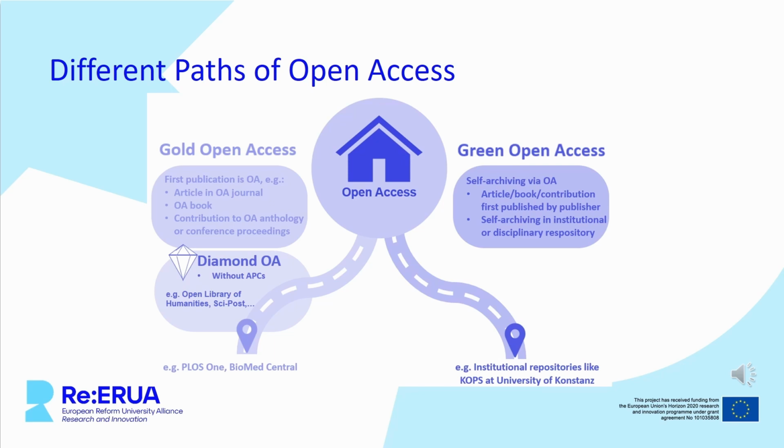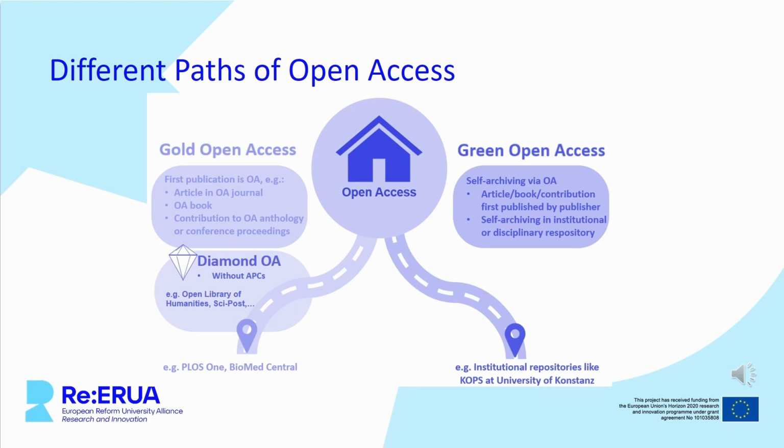So, how does open access work and how does it change the publishing system? Basically, there are 2 ways of open access, green and gold. Green open access means that publications that were first published by a publisher, for example in a journal, are republished or self-archived in an institutional or disciplinary repository. This way, publications that were at first closed become open access. When publications are published open access right away, for example in an open access journal or as an open access book, we call this gold open access. One note on the term APC.